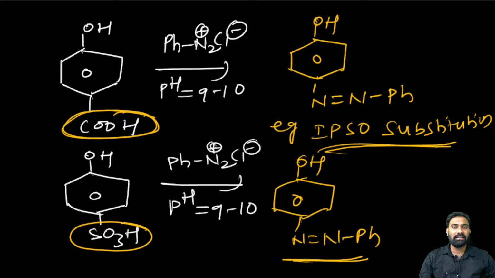Most organic compounds are covalent in nature, we know. So making the organic compound into an ionic compound is nothing but the Lassaigne's test. That I will explain. Don't worry.